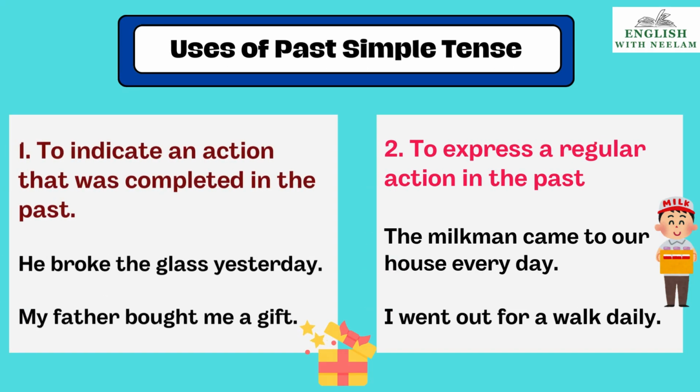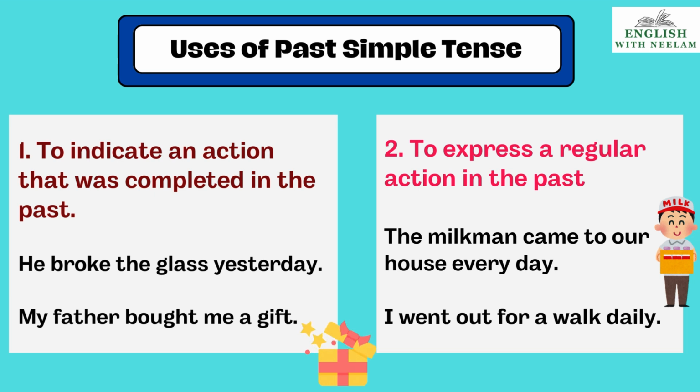Now we come to the uses of past simple tense. First is to indicate an action that was completed in the past. He broke the glass yesterday. Time that has already gone. Yesterday. My father bought me a gift.